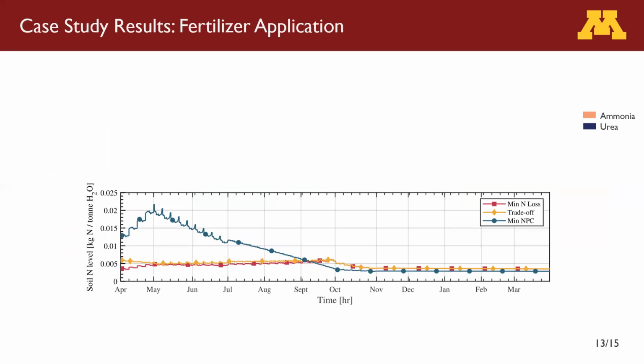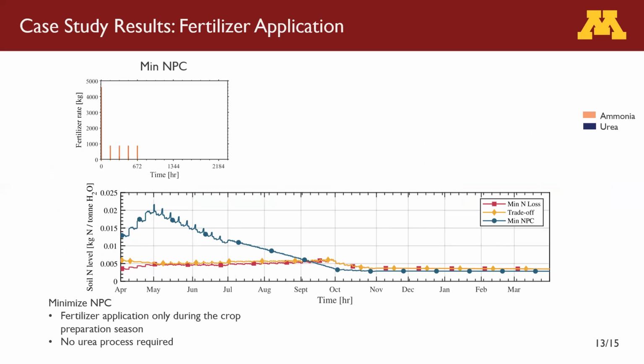Look at the fertilizer application schedule. To minimize the net present cost, the fertilizer is only applied during the crop preparation season. So in the minimizing net present cost case, no urea process is required, and the number of fertilizer applications is low. This matches real-life fertilizer application. Farmers usually apply a bulk amount of ammonia in the crop preparation season and allow the nitrogen amount to decline in the rest of the time. However, this approach leaves a high nitrogen rate in the soil. So when leaching happens, more nitrogen goes to the environment.